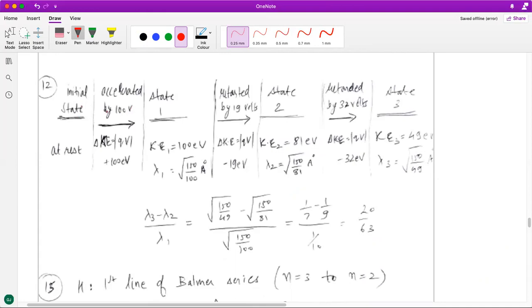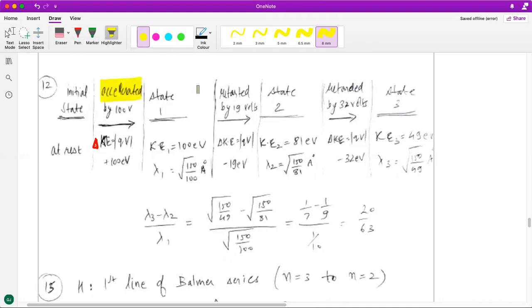All right, 12th question is a class example only. We have discussed this in class also, that an electron is at rest and it is accelerated by 100 volts first. So if it is accelerated by 100 volts, its change in kinetic energy, delta KE, becomes plus 100 eV, because it is accelerated. So as a result, if initial kinetic energy was 0, its final kinetic energy will become 100 eV. And based on that, you can get the de Broglie wavelength as lambda is equal to root 150 by kinetic energy in electron volts. Then it is retarded.